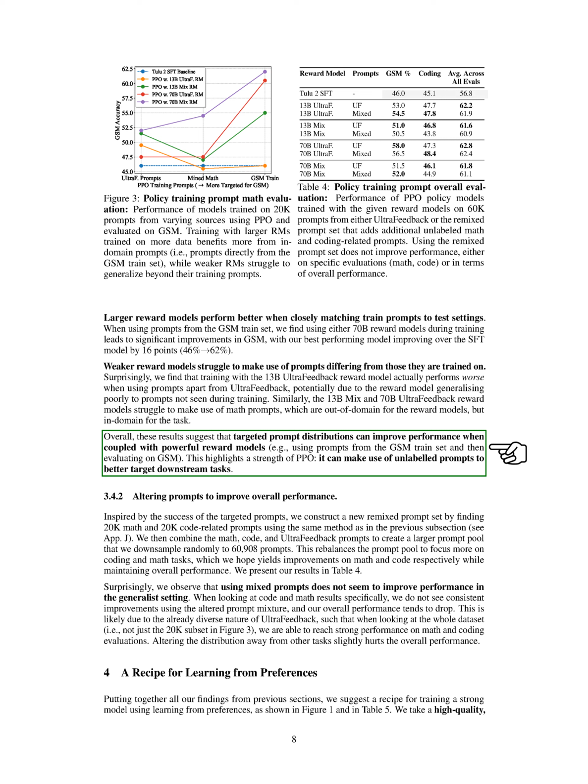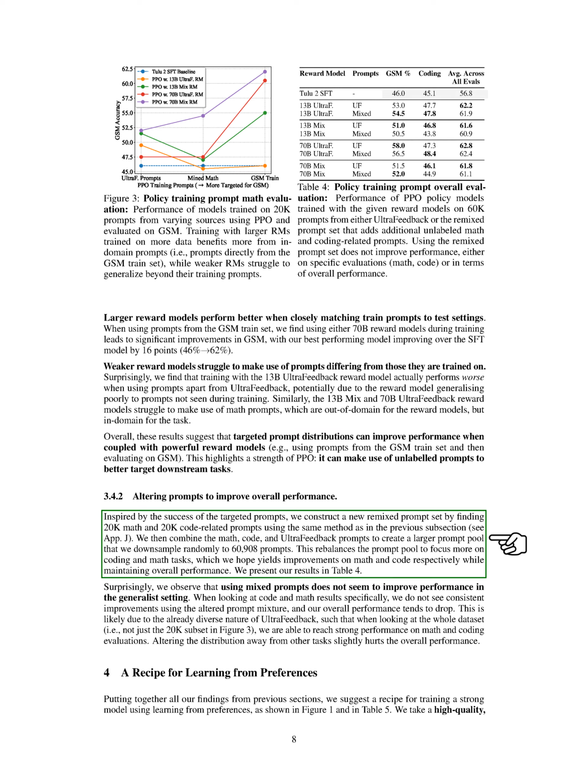Overall, these findings suggest that targeted prompt distributions can enhance performance, especially when combined with powerful reward models, like using prompts from the GSM train set and evaluating on GSM. Building on the success of targeted prompts, we create a new set of prompts by selecting 20,000 math and 20,000 code-related prompts using a similar method as before. We then merge these prompts with Ultra Feedback prompts to form a larger prompt pool, which we randomly downsample to 60,908 prompts. This rebalances the prompt pool to focus more on coding and math tasks, with the aim of improving performance in these areas while maintaining overall performance.